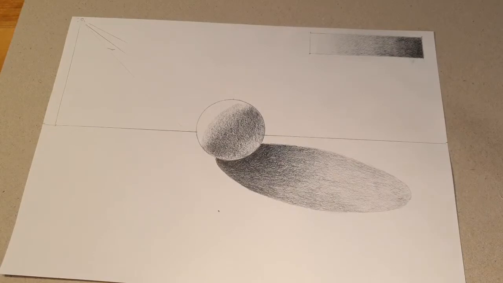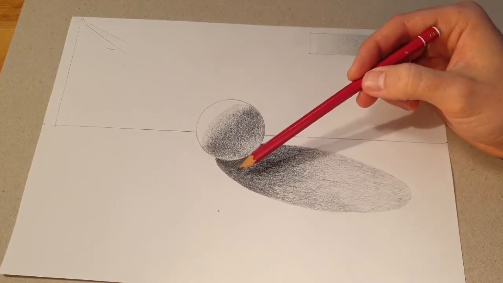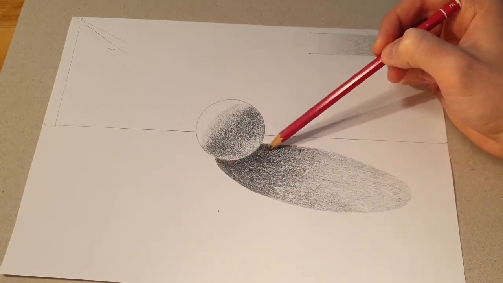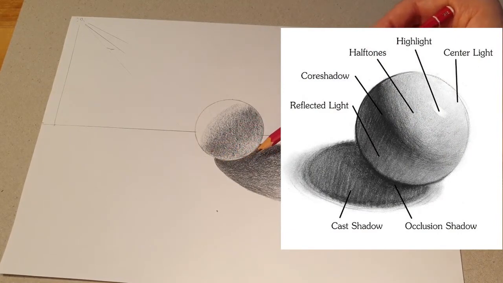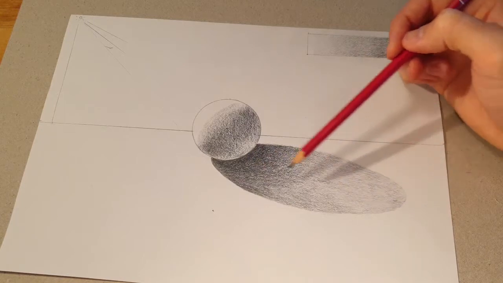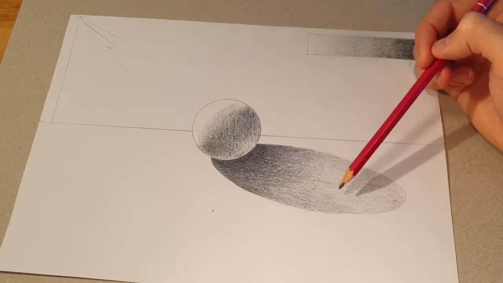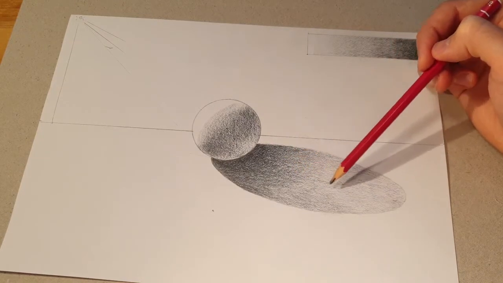So that's it. As you see, the closer areas in the cast shadow to the sphere are the darkest ones. This is the occlusion area. Near the occlusion area we have the part where the light is reflected. Here we have the core shadow, the darker area in the core shadow. And here we have some mid-tones and some highlights. As we get farther in the cast shadow from the sphere, the shadow starts being a bit lighter.